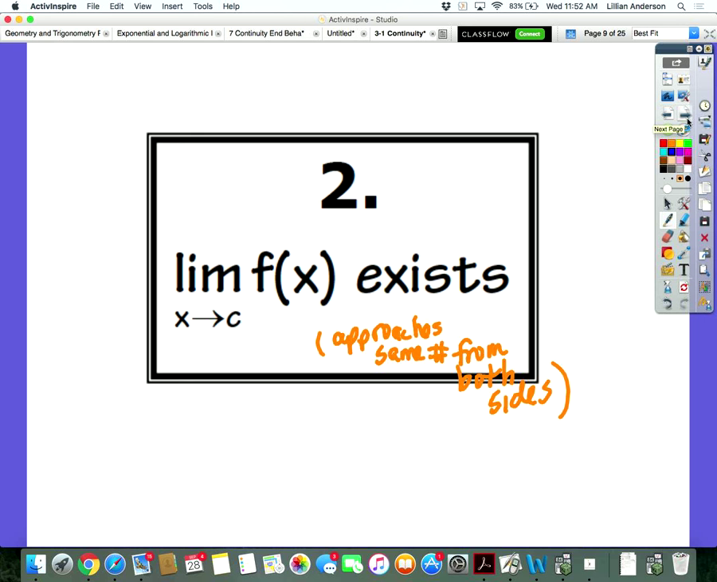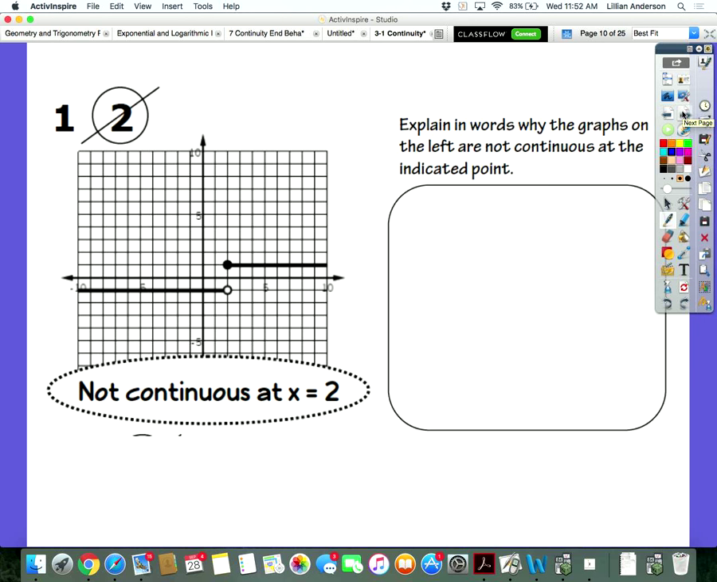Open it up. Look at that next example. This one fits criterion 1. What was criterion 1? It's defined, meaning that at 2 it's defined. Do we have a y value at 2? Yes, that closed circle. Okay, so it fits criterion 1.